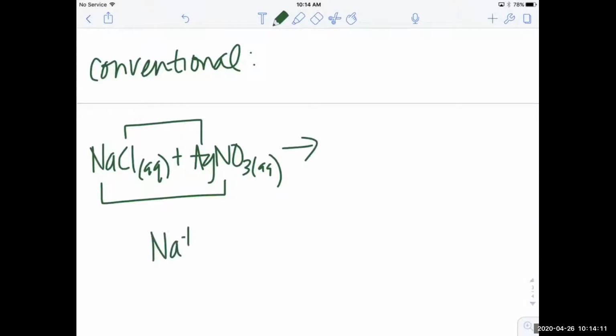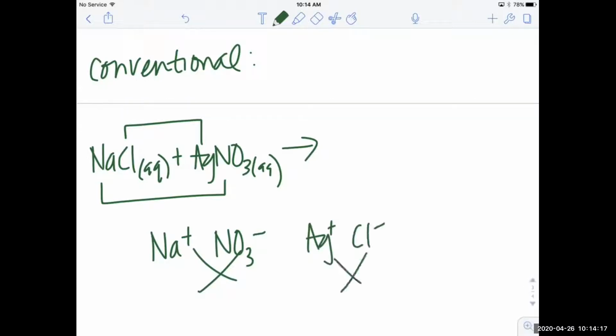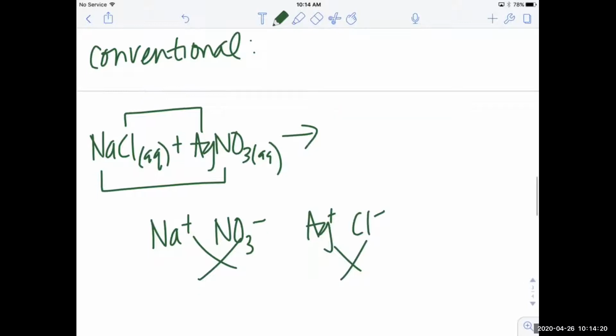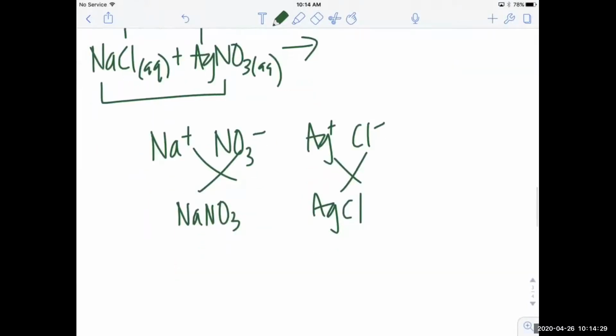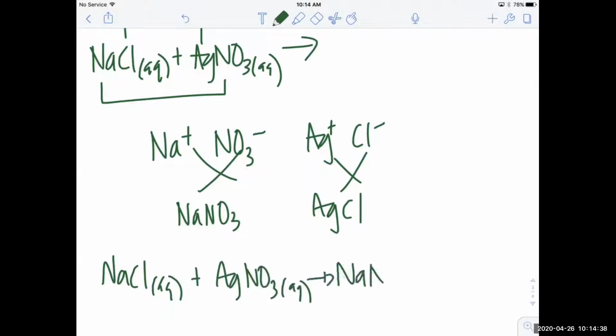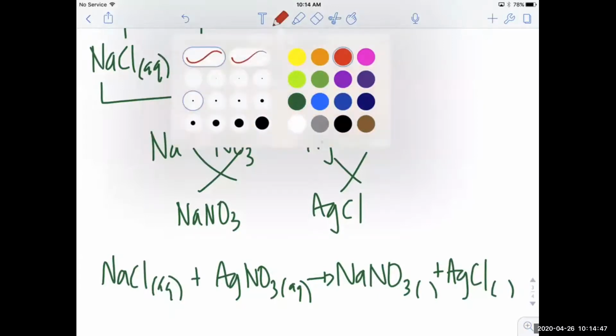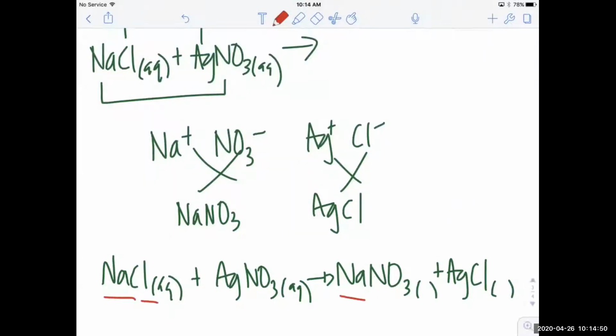So I'm going to have to predict by using my crisscross method. This is Ag plus, Cl minus. Again, Na with the charge of +1, nitrate with a charge of -1, silver with a +1, and chloride ion with a -1. So this is just going to be NaNO3 plus AgCl. So we're going to rewrite this NaCl aqueous plus AgNO3 aqueous goes to NaNO3, plus AgCl. The next thing I have to do is balance. So we can see here that there's a 1 and 1, 1 and 1, 1 and 1, 1 and 1.